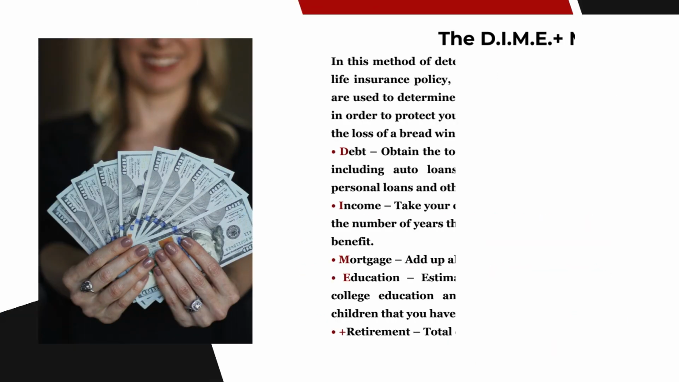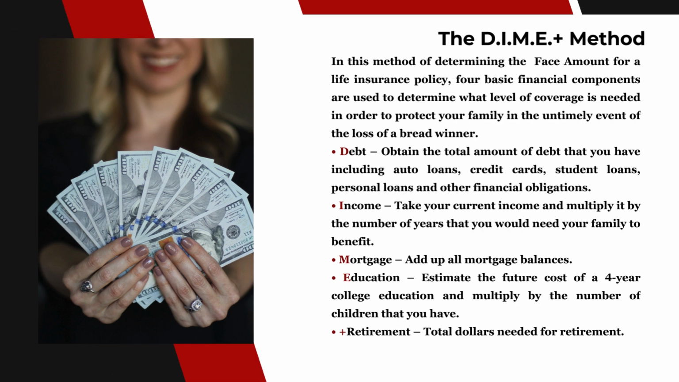The D.M.E. method. In this method of determining the face amount for a life insurance policy, 4 basic financial components are used to determine what level of coverage is needed in order to protect your family in the untimely event of the loss of a breadwinner.